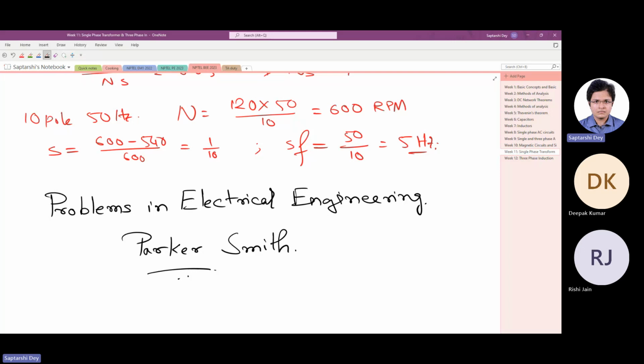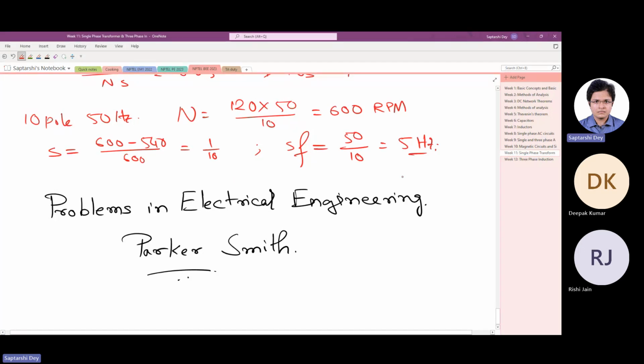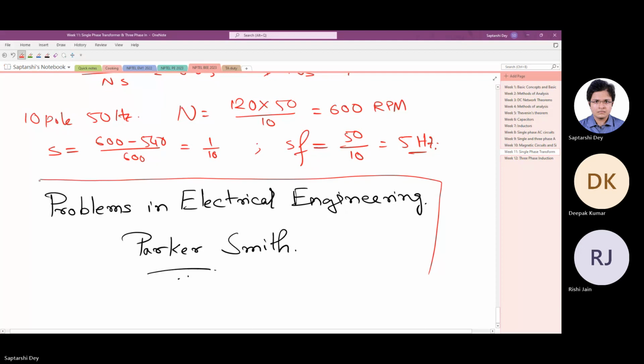That day, someone asked, I told so many books, but I forgot. I don't know how I forgot, because I was thinking about basic electrical books. This somehow did not come to my mind. This is the best book, I would say, to learn basic electrical engineering and solve the problems.